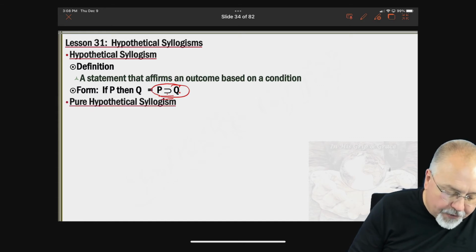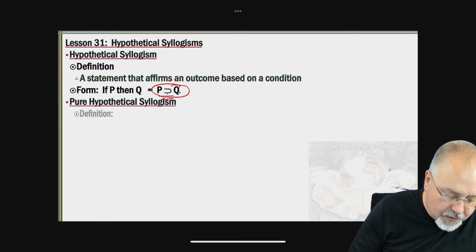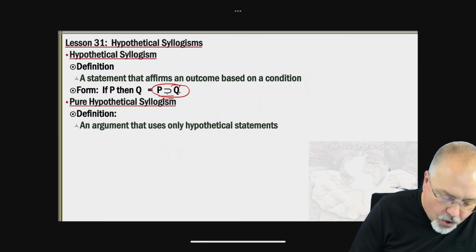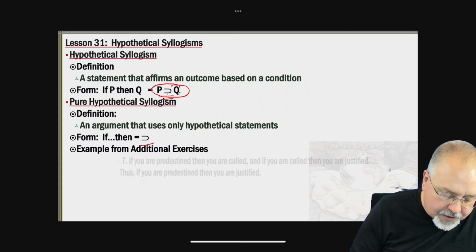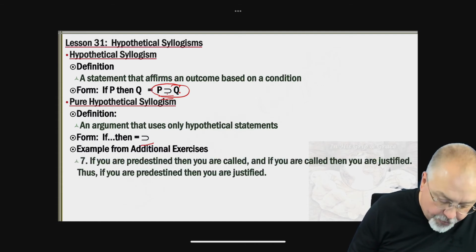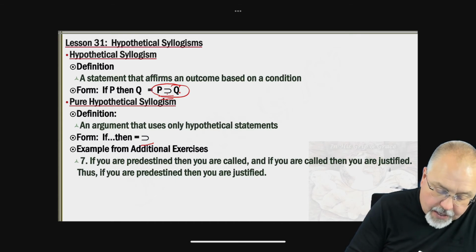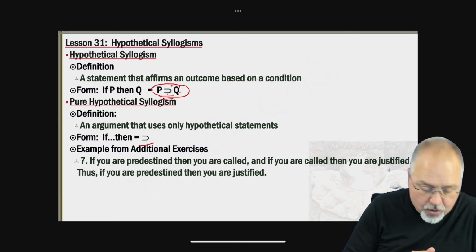A pure hypothetical syllogism is an argument that uses only hypothetical statements. Okay? So the form of that is if then. Again, we're using the horseshoe. Example from additional exercises. If you are predestined, then you are called. And if you are called, then you are justified. Thus, if you are predestined, then you are justified.